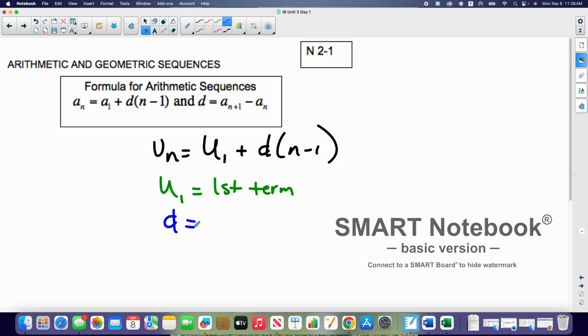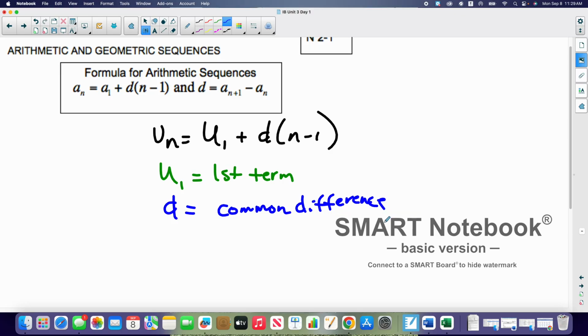D stands for the common difference. Okay? So the D value stands for the common difference. That's what I'm using to get from one term to the next. A while ago on that red problem, we were subtracting 2 each time. -2 would be my common difference. Now, the last two variables in this one are a little bit tricky.